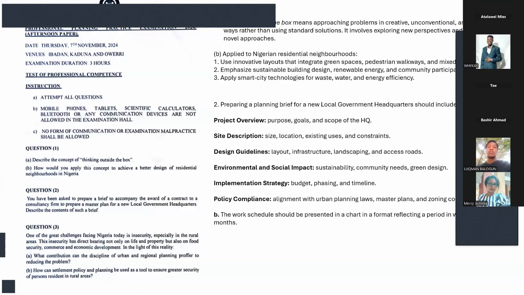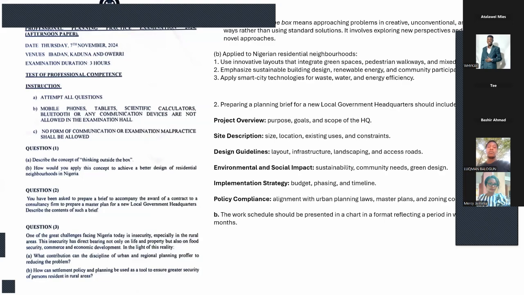Okay, and also we have emphasis on sustainable building design, renewable energy, and community participation. So now with improvement in technology, especially renewable energy and also resilient cities, there are a lot of opportunities for town planners to explore ways that have not been explored before. So all these things can be related to thinking outside the box.